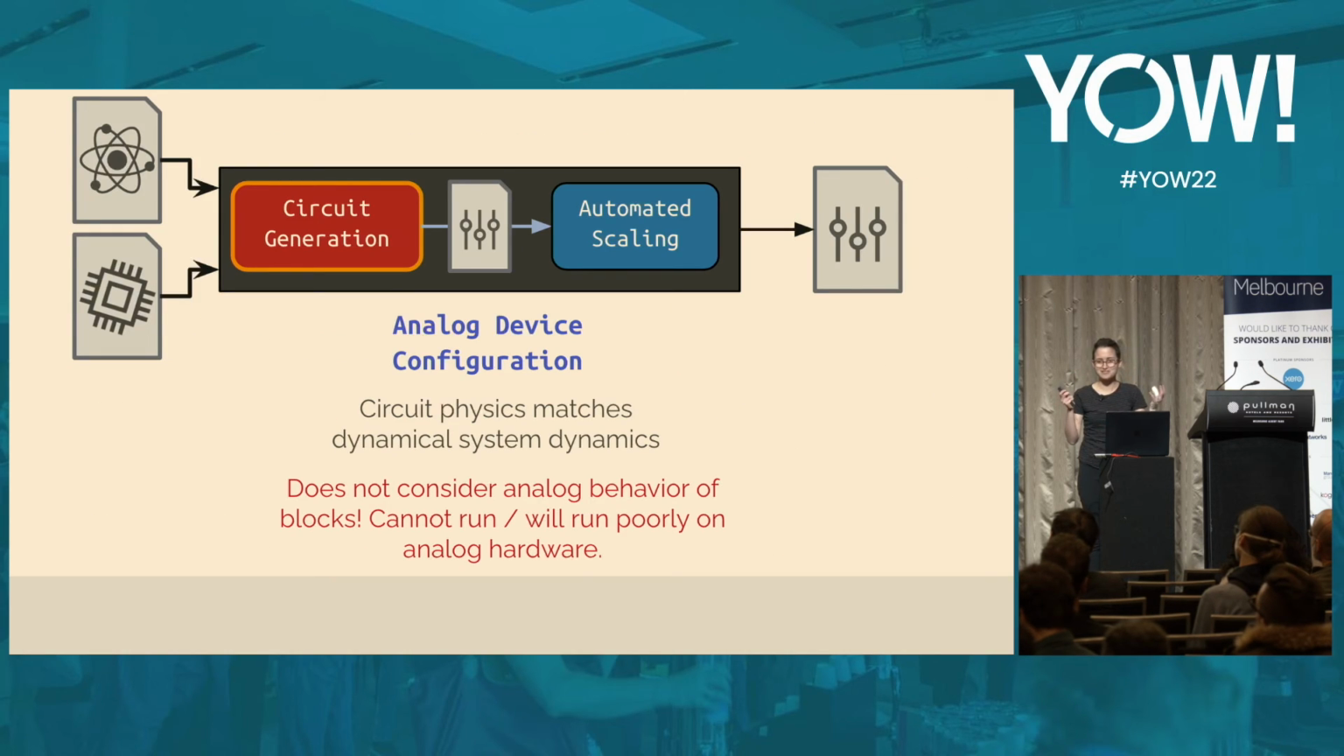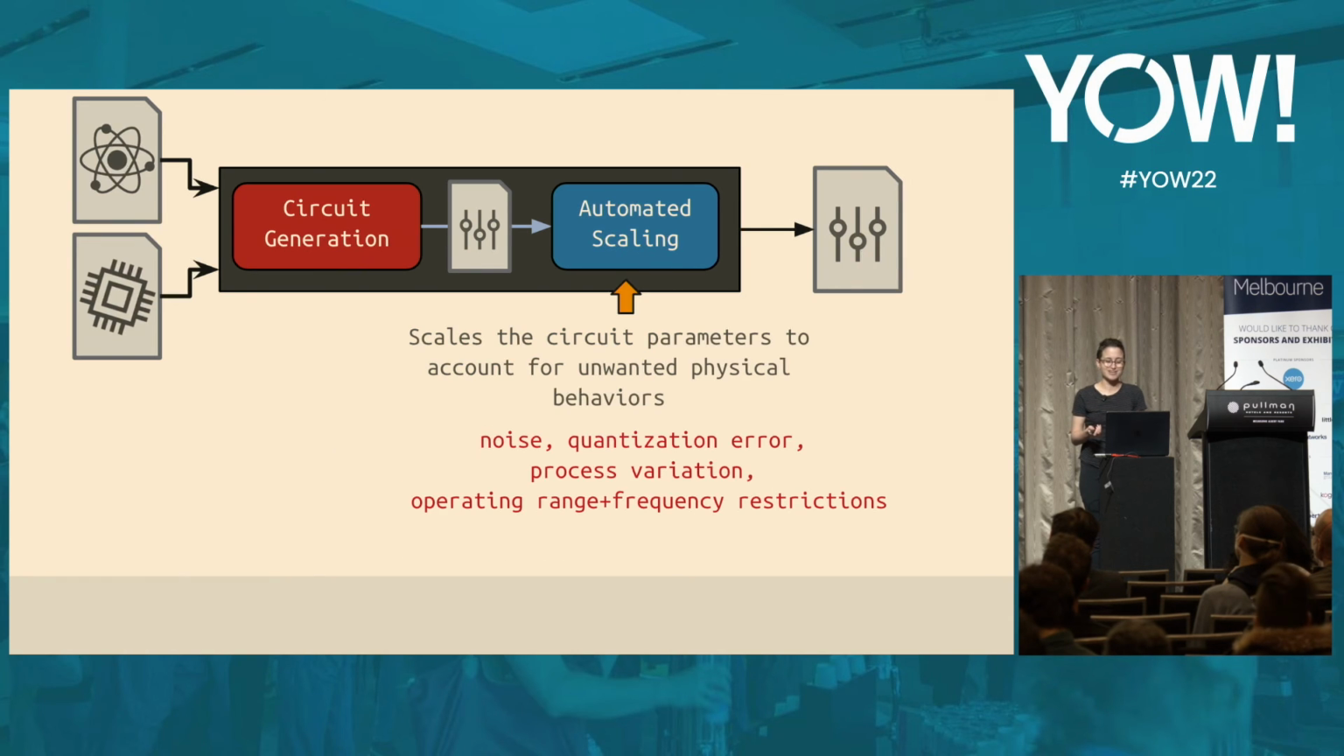OK, so to summarize, we produce this analog device configuration where, again, the physics match the dynamical system dynamics. However, in doing so, we did not consider the analog behavior of the blocks. And as a result, we either cannot write our configuration, or we can write it, but it's not going to be able to run, or it's going to run poorly on analog hardware. OK, so what do we do about this?